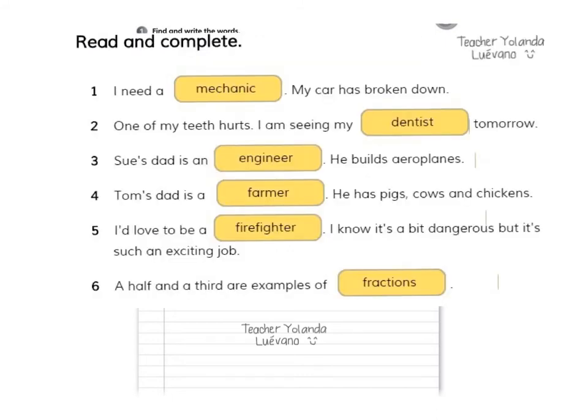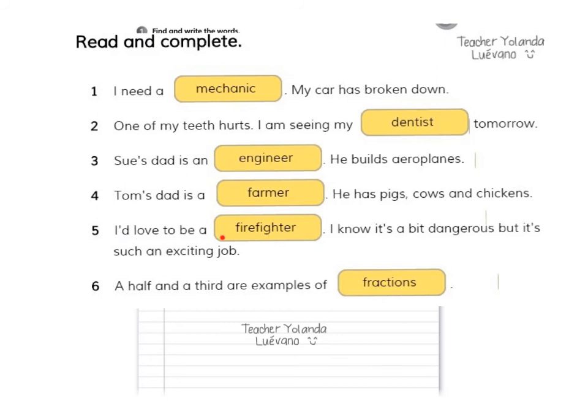Our answers should be something like this. It says, I need a mechanic. My car has broken down. What is broken down or breakdown? Descomponerse. One of my teeth hurts. I am seeing my dentist tomorrow. Now 3. Sus Dot is an engineer. He builds airplanes. 4. Tom's dad is a farmer. He has pigs, cows, and chickens.